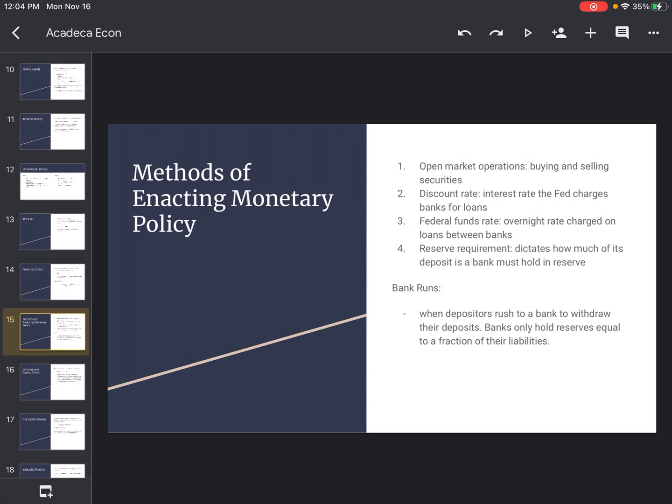And then the federal funds rate, which is the overnight rate charged on loans between banks. Not directly set by the Fed, but it is influenced. And for both the discount and federal funds rate, increasing the interest rate decreases the money supply, so it takes money out of the economy. And then you've got the reserve requirement, which dictates how much of its deposits a bank must hold in reserve. Increasing the reserve requirement decreases money supply, because it basically means that banks have to have more backup cash in case the economy falls through.